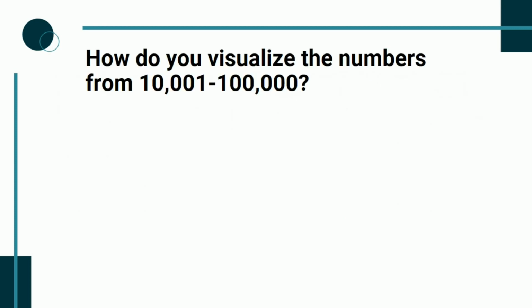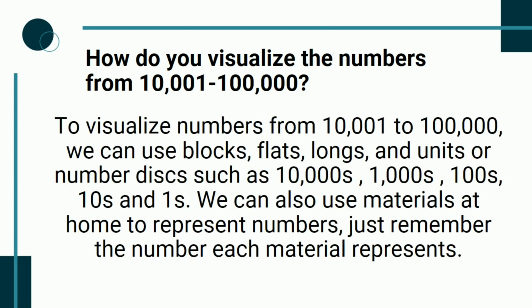Class, how do you visualize the numbers from 10,001 to 100,000? Remember, to visualize numbers from 10,001 to 100,000, we can use blocks, flats, longs, and units, or number discs such as 10,000s, 1,000s, 100s, tens, and ones. We can also use materials at home to represent numbers. Just remember the number each material represents.